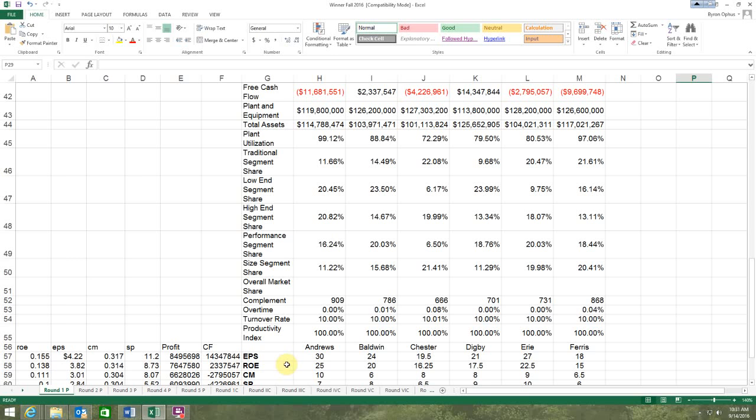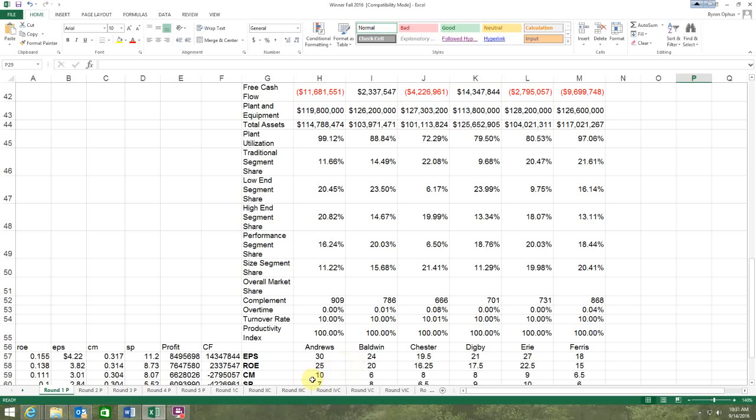ROE, again, I want to know how well you're doing with my money. Equity is mine as an investor, so ROE becomes very important. ROE is net income divided by equity. Again, two components. Net income, we always want to increase that, but I can improve my ROE also by decreasing my equity. Don't forget the two sides to these equations. Again, Andrews was the best, Erie the next best.